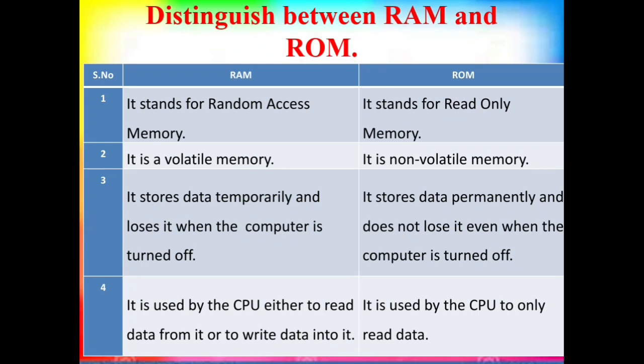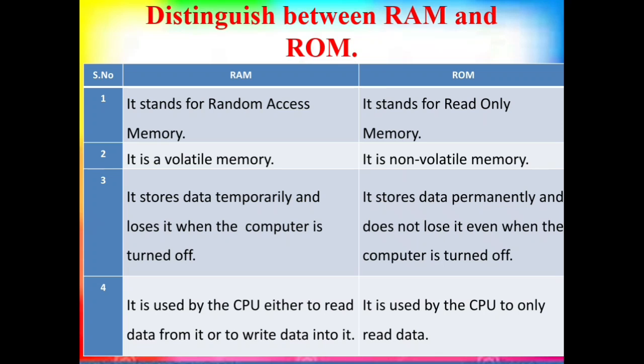The next one is distinguish between RAM and ROM. The difference between RAM and ROM. First, RAM stands for random access memory. That means the expansion of RAM is random access memory. Here ROM stands for read only memory. Here it is a volatile memory and here it is a non-volatile memory.